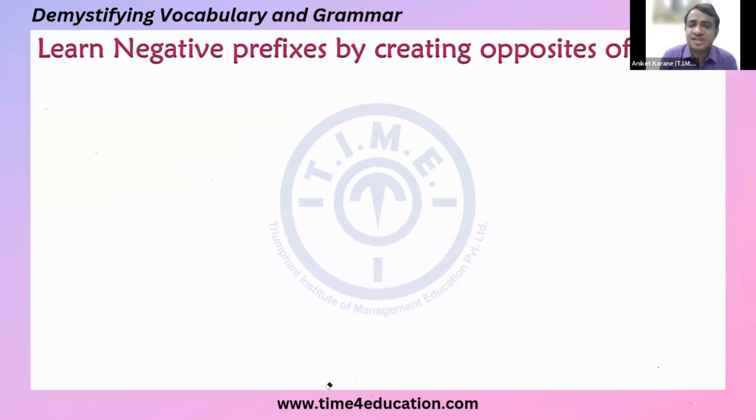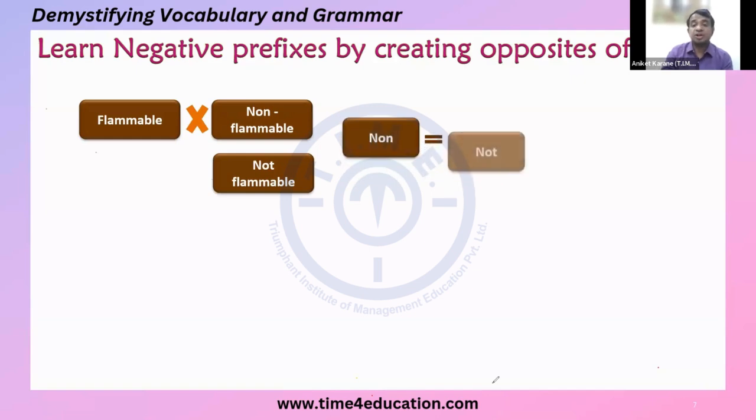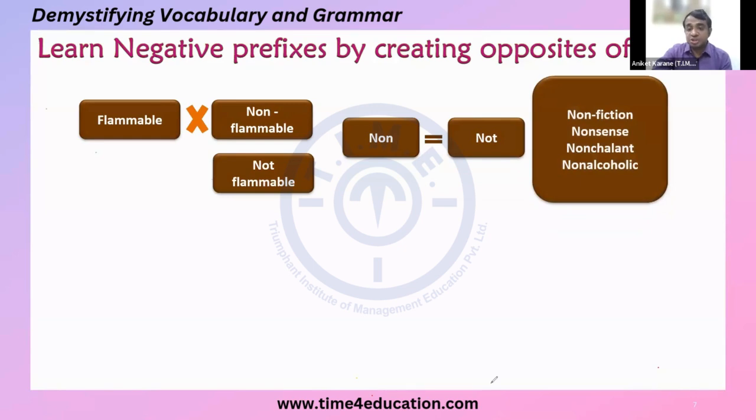So what do negative prefixes mean? Negative prefixes are basically when you create a negative or opposite meaning. That prefix is quite common and everyone will know. So if I say flammable, the opposite is non-flammable. Not flammable is the meaning of non-flammable. So non means what? Not. The words you can make are non-fiction, nonsense, nonchalant, non-alcoholic. All these have non as their root.